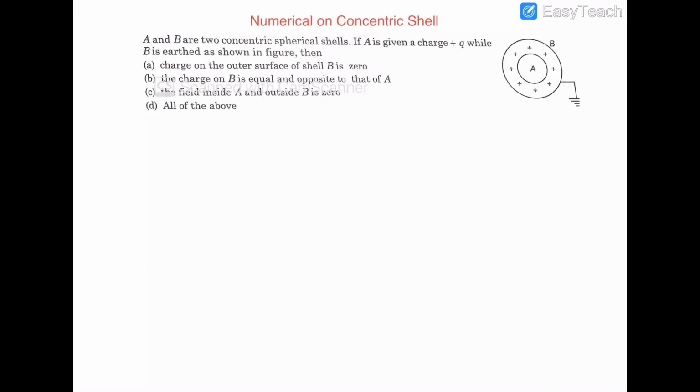Here in this question we are given A and B, two concentric spherical shells, and only A is given positive charge and B is connected to earth. Now we have to check the correct option. First option is: charge on the outer surface of shell B is 0. Now shell A has positive charge on its outer surface. Therefore, the inner surface of B will carry minus Q charge.